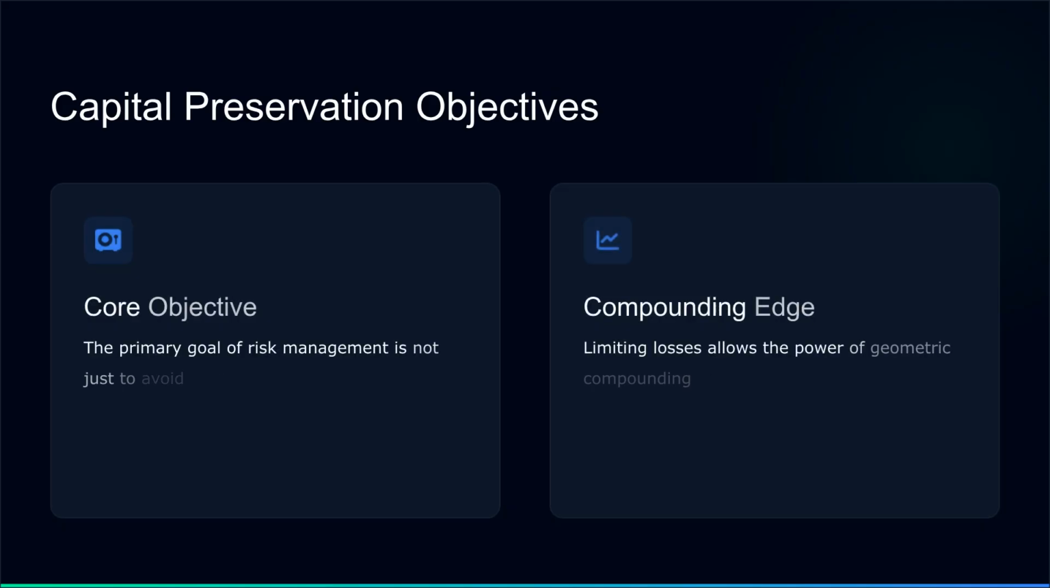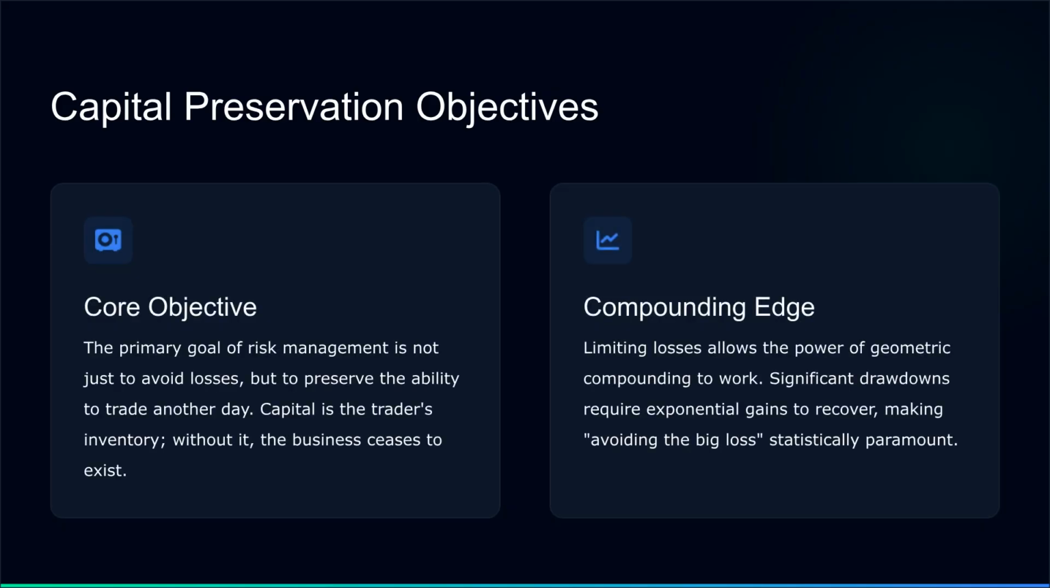Our core objective is simple: preserve your ability to trade another day. Think of capital as your inventory. Without it, the business ceases to exist. By limiting losses, we unlock the compounding edge. Remember, significant drawdowns require exponential gains to recover, making the avoidance of the big loss your top statistical priority.